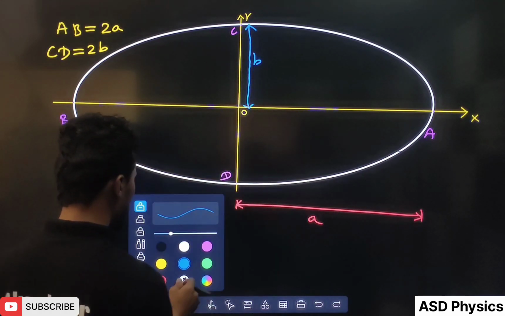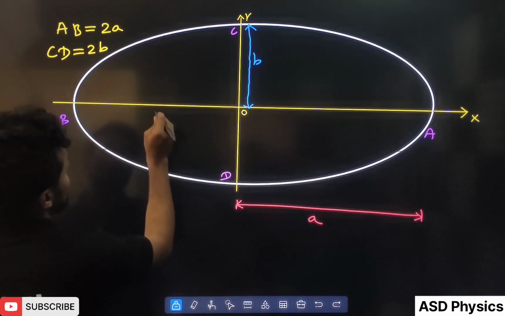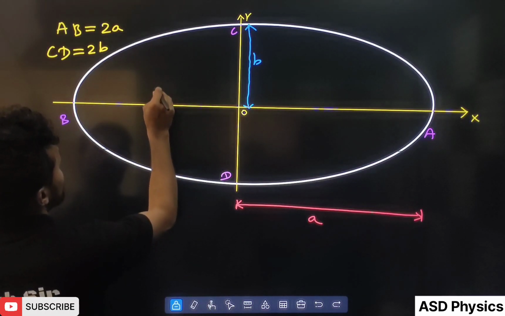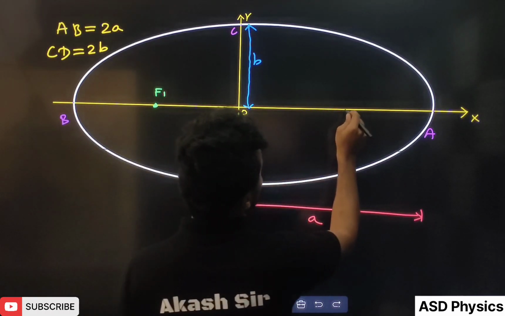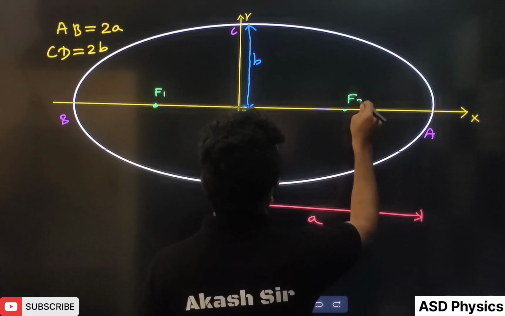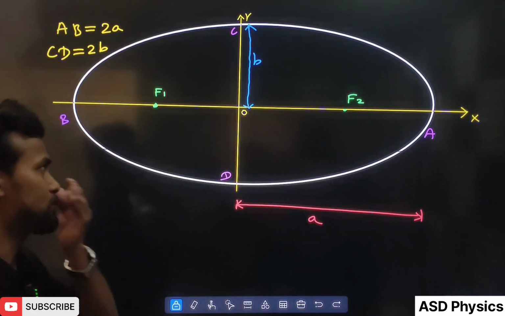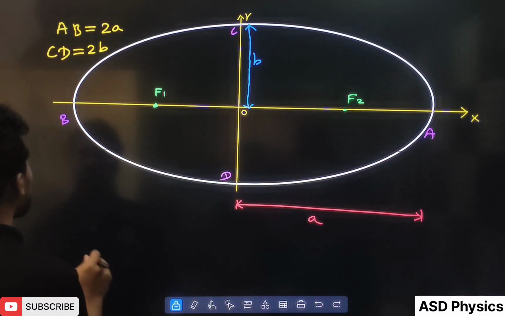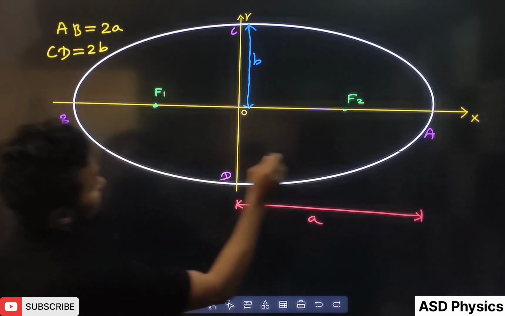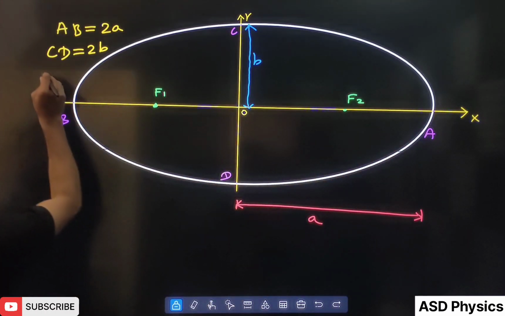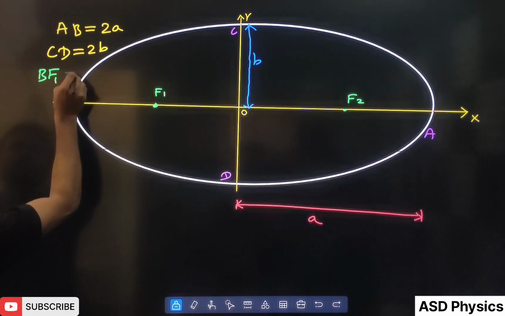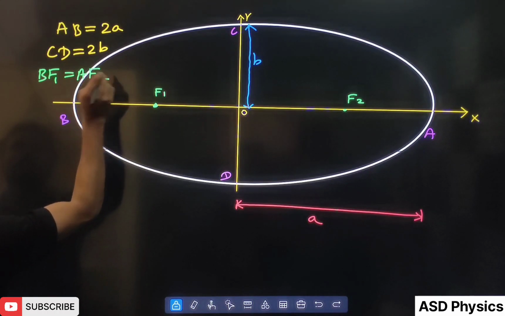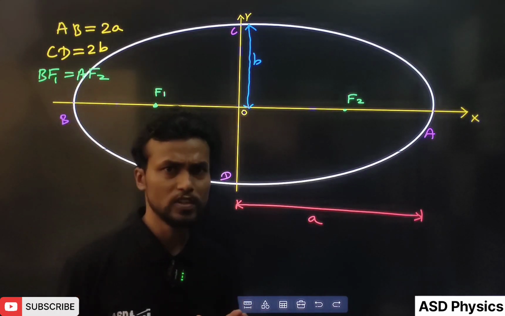Now students, here the two foci will be there. This is the first focus, F1, and here also a focus will be there, F2. I am talking about the symmetrical ellipse. That means BF1 and AF2 will be equal. What I am telling is that BF1 and AF2 will be equal.